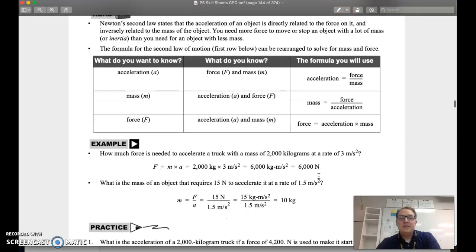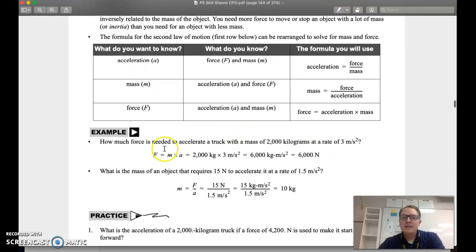So here's the example. The question asks how much force is needed. So right away I know I'm solving for force. That means I need this equation here arranged and set up to solve for force. How much force is needed to accelerate a truck with a mass of 2,000 kilograms at a rate, or in other words, an acceleration of 3 meters per second squared. So in order to solve for force, they have to give me mass, which they do, it's 2,000 kilograms, and then they have to give me acceleration, which is 3 meters per second squared.